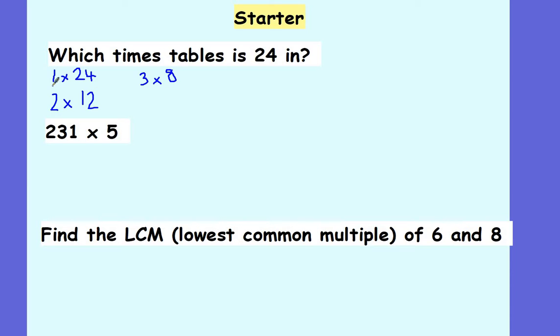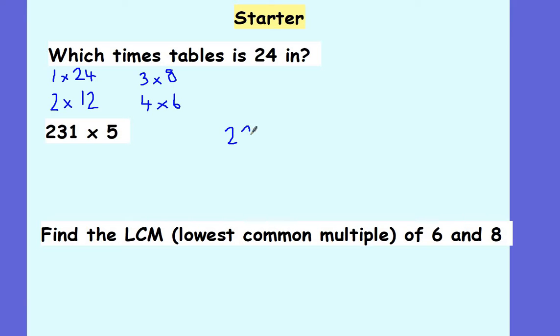So it's also in the 1 times table, the 2 times table, the 3 times table. It's also in the 4 and the 6 times tables. So all of those times tables, 24 is in. 24 times 1 or 1 times 24, 2 times 12 or 12 times 2, 3 times 8 or 8 times 3, and 4 times 6 or 6 times 4.